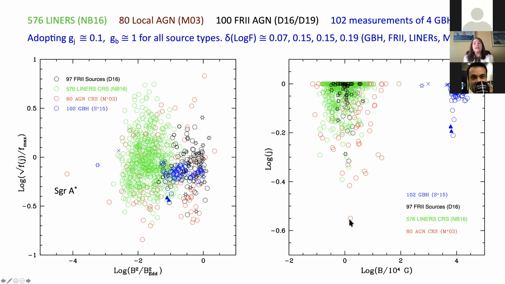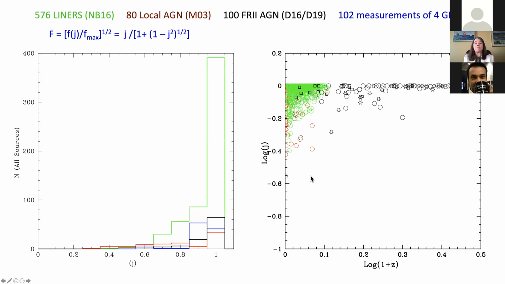We see the Merloni et al. sample extends to relatively small values of spin, about 0.4 or so. And that's because it's a very local sample and goes very deep into the luminosity function, whereas the LINERs go out to a redshift of 0.3 and the AGN go out to a redshift of 2, fairly evenly distributed in redshift. So looking at the histograms for the spin J, we can see the broad range of values for the Merloni et al. sample, and the other sources tend to pile up at relatively high values of the spin.